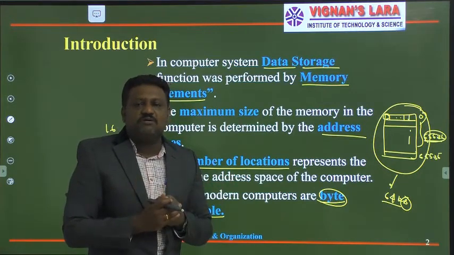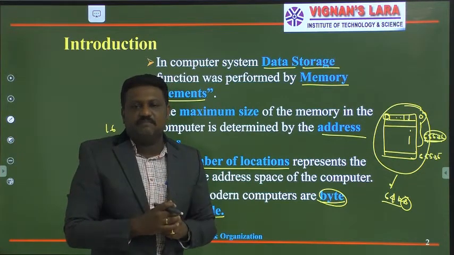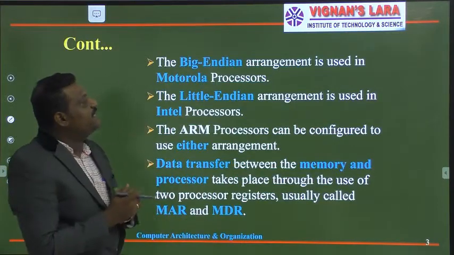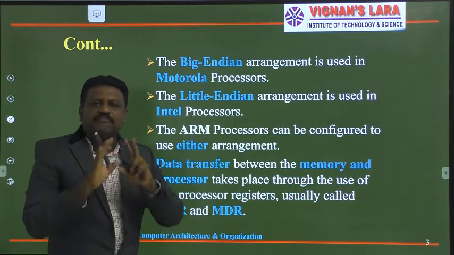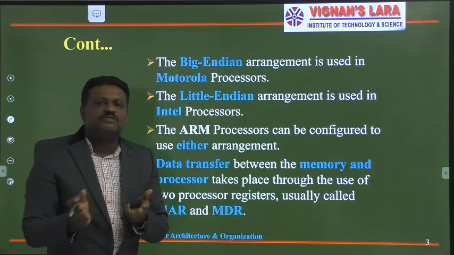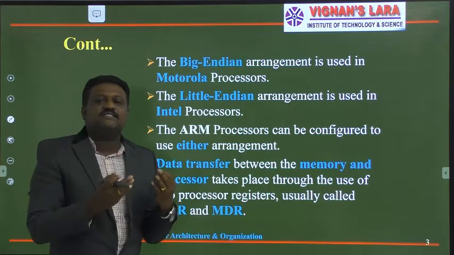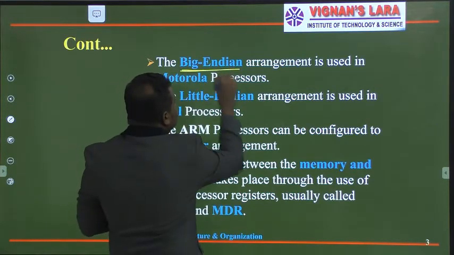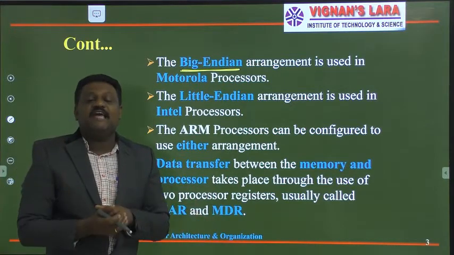One method is called the big endian method, and the second one is called the little endian method, that we are going to discuss now. The first one, big endian arrangement, is used in Motorola processors. That means if I make a computer system that has a Motorola processor as its CPU, in that system I can access the information from the memory with the help of a mechanism which is called big endian.